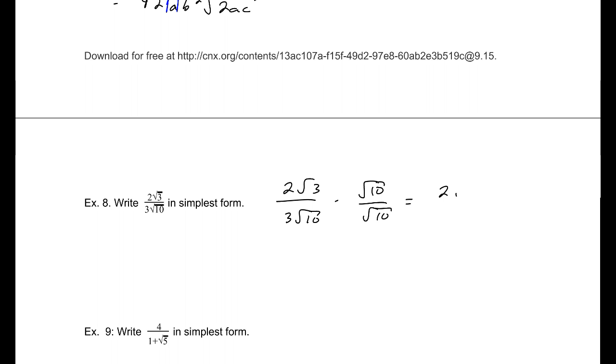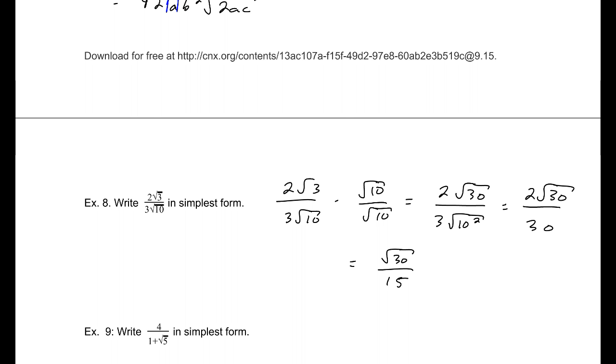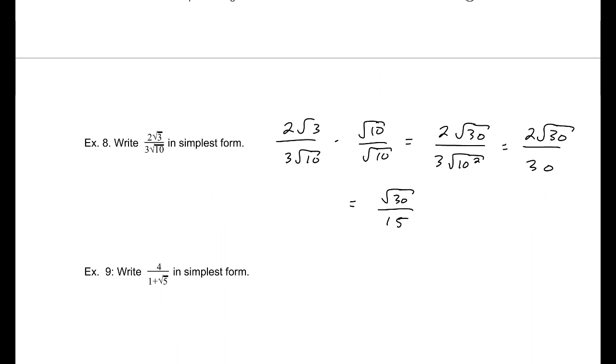This will be 2 root 30. This will be 3 root 10 squared, or 10 times 10. So the denominator becomes 30, and we have 2 root 30. Now the 2 and our 30 reduce, giving us root 30 over 15. Therefore, no radical in our denominator. That's a common thing that we're going to pull.